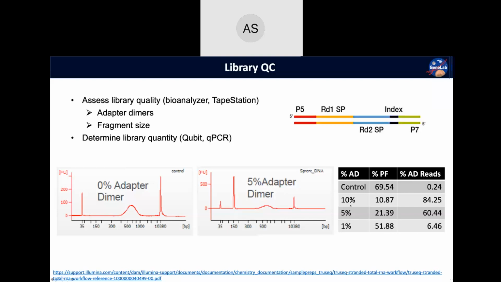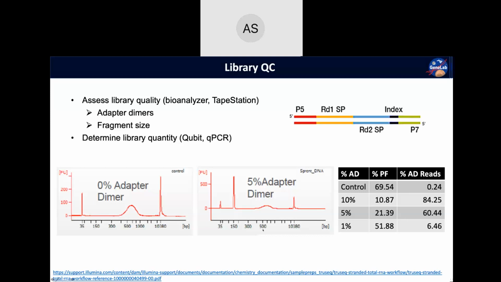Now, if you go up to just 10% adapter dimer contamination, you're looking at almost 85% of your reads. So you might as well just throw away that sequencing run because you gave it all to adapter dimers. So this again is my, go ahead, Felix. Oops, sorry, I was muted.